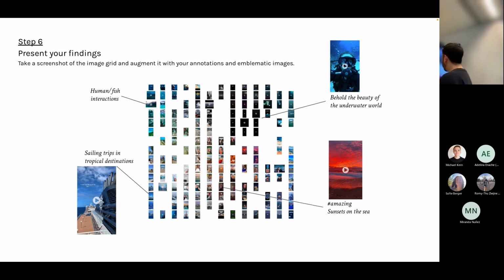So what's in there? In this case, this is a data set about ocean from the previous workshop. So the keyword was ocean, and in there there is a section for amazing sunsets on the beach, people underwater enjoying nature, trips, tropical destinations, and then human-animal interaction underwater. And then the idea is, you have the image grid, and for each theme you extract one emblematic image that represents that cluster.